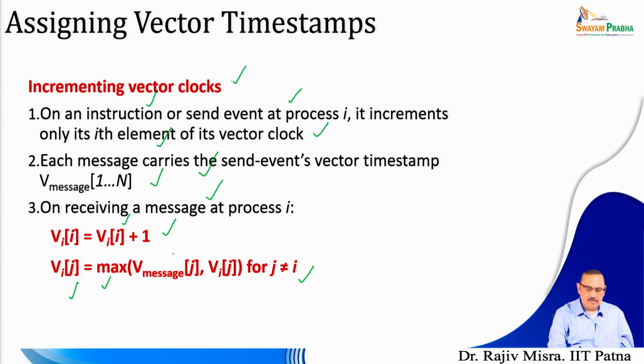What it says is that for all the vector times which come along with the message and the local knowledge of process i about each element j, except i, the maximum of them will be updated here in the vector clock. So, this will be an update in the vector clock.